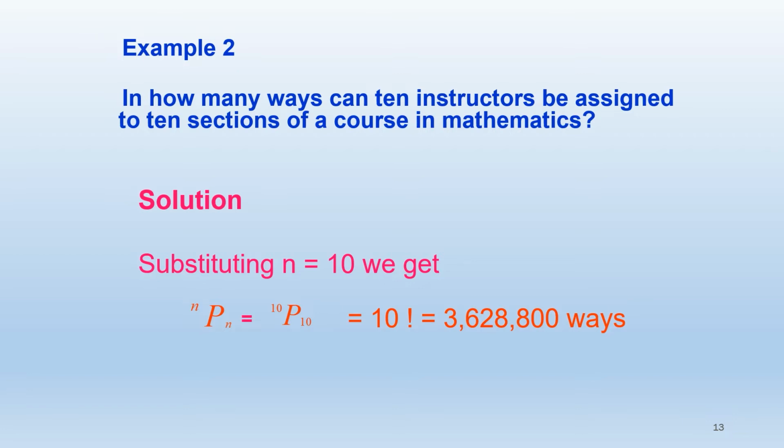So 10 permutation 10, or we can say it equals 10 factorial. So this one you just key into your calculator, 10 factorial or 10 permutation 10, you will get this one. Okay, this is the answer.